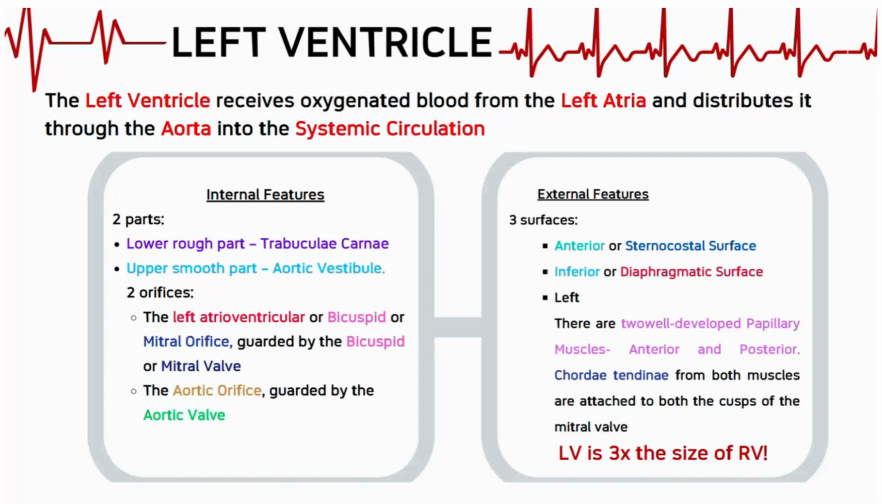This tension that papillary muscles apply to the chordae tendineae is what allows a very tight seal so that we don't have the backflow of oxygenated blood from the left ventricle to the left atrium. And remember, I had to write that as a reminder as well. The left ventricle is 3 times the size of the right ventricle. All right.